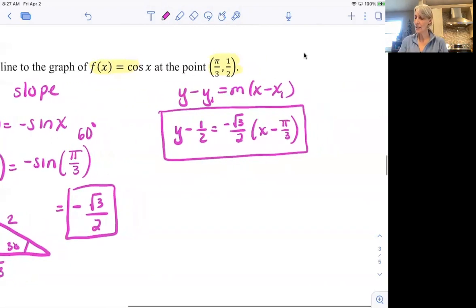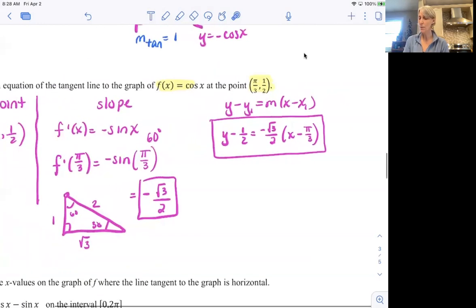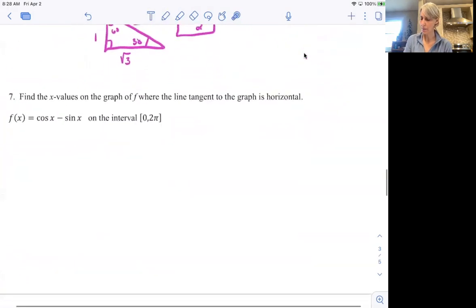I should point out at this point in time, when we're dealing with this pi over 3, in the context of a trig expression, it's thought of as an angle. But when we're dealing with it in terms of the x value, then you think of it as a number. This is really 3.14 divided by 3. Okay, that's why we use radian measure in calculus.